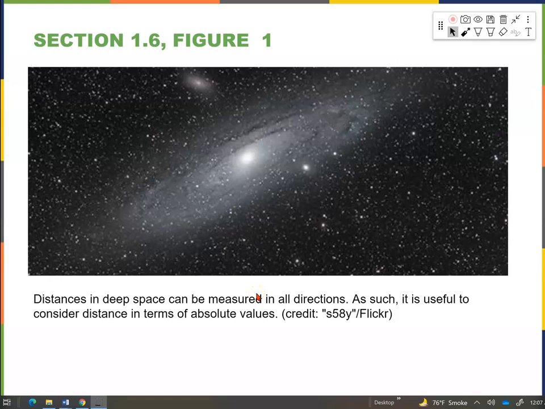Section 1.6. In this section, we will investigate absolute value functions. Showing Figure 1, distances in deep space can be measured in all directions. As such, it is useful to consider distance in terms of absolute values.